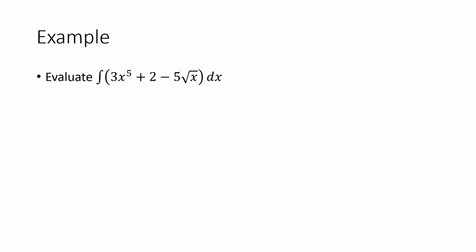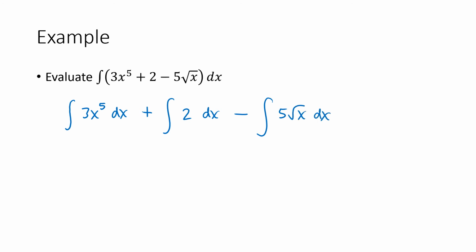All right, let's use these rules now to do some examples. So we've got this function, which is a bunch of things added and subtracted together. So just like we would have done for derivatives, we're going to break this up into a bunch of separate problems. So the antiderivative of 3x to the fifth plus the antiderivative of 2 minus the antiderivative of 5 times the square root of x.